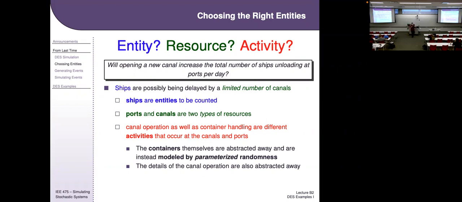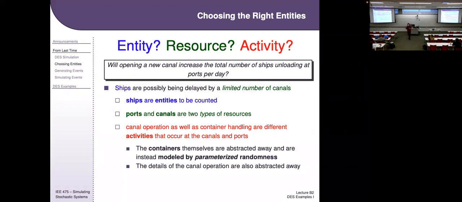And during that time, no other ships can use that lock. So that ship is the only one using that lock. It clears the lock, the lock rests, and another ship comes in. So the locks themselves might be the resource. All right, any questions about that?